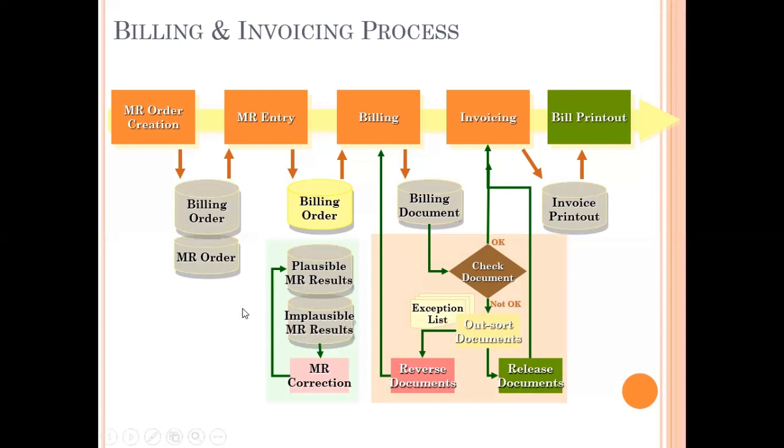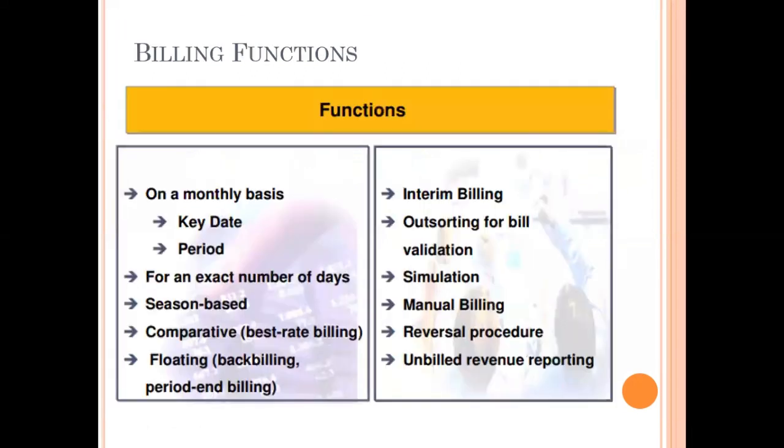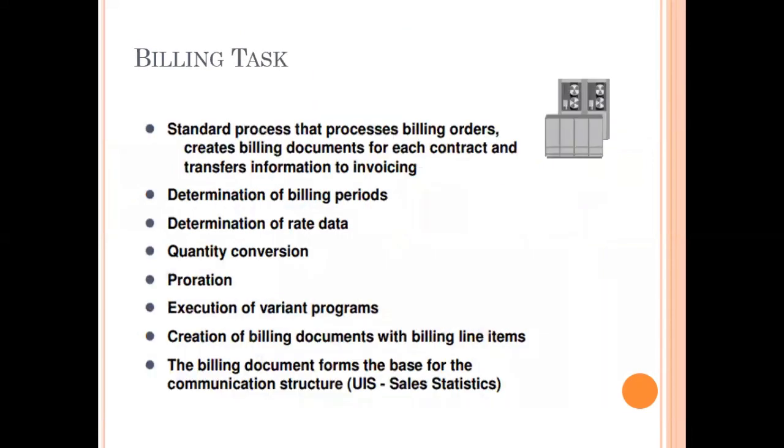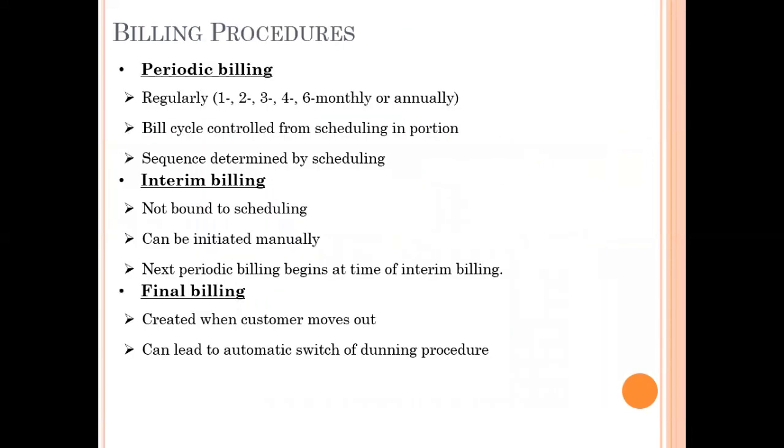Once the billing is done, it will go to the invoicing. Invoicing also follows the same process. It also generates the invoice, and that invoice is also outsorted if it is drastically high or low. And then again, the person who is looking after the invoicing will check whether it is correct or not and release or reverse. Once it is released, it will go to the print workbench to print the invoice. And once it is printed, it will be sent to the customer. Okay. So the billing task is there.